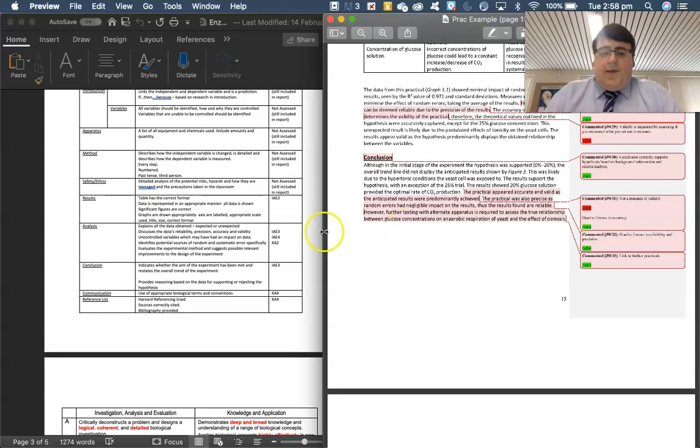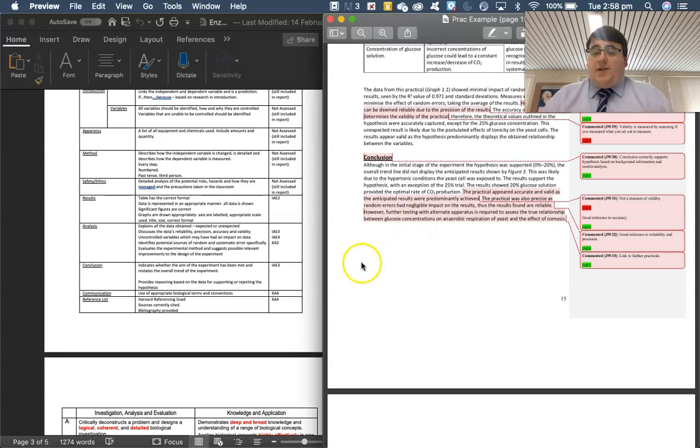Okay, and that's basically what you're doing in your conclusion. So summing up the results, has the aim of the practical been met, and has your hypothesis been supported or not supported? You can extend that as well to talk about what's going to happen in further experiments, where the next possible steps could be.